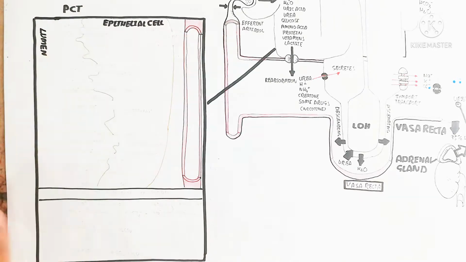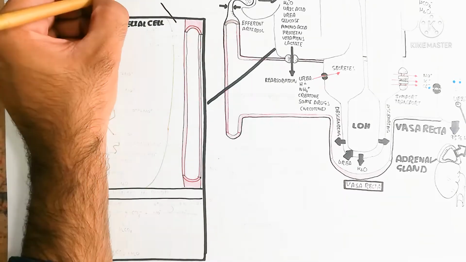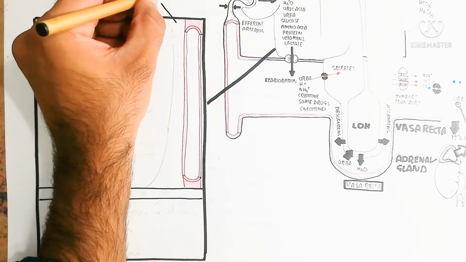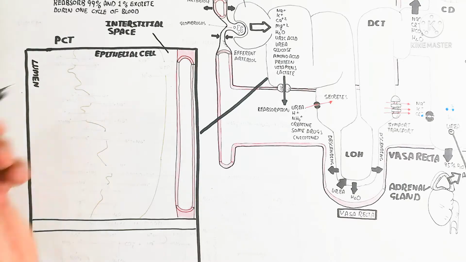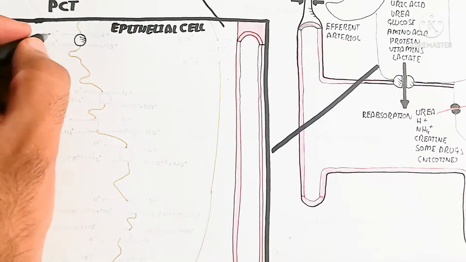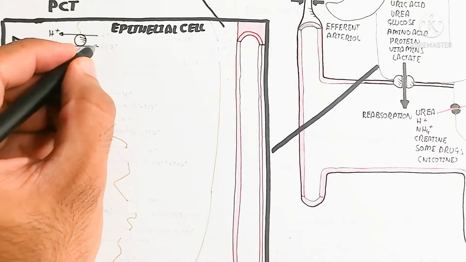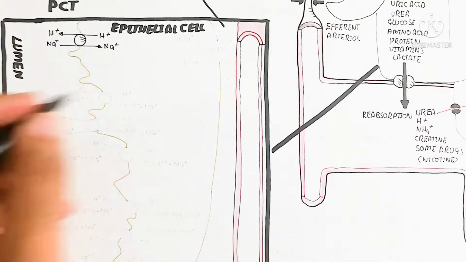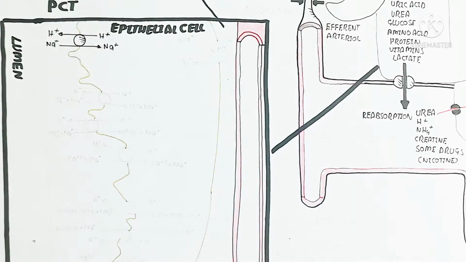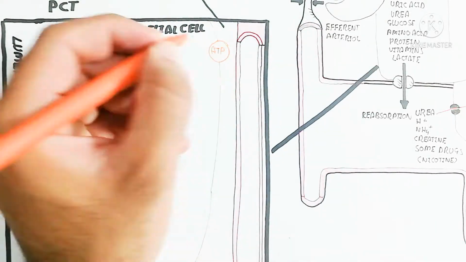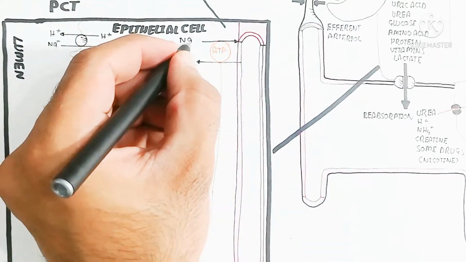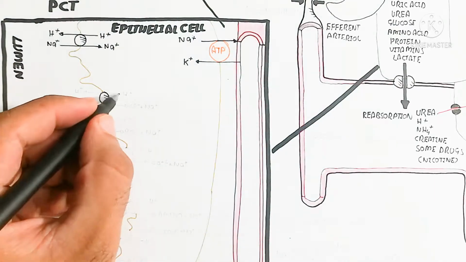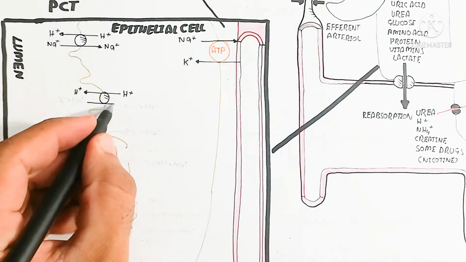This is the interstitial space between the epithelial cell and the blood vessel. This is the interstitial space, this is the epithelial cell, and here is the lumen. Here a proton is pumped out and one sodium ion moves in. For the movement inside toward the efferent arteriole, ATP is required for the sodium to move inside in exchange for the efflux of potassium.